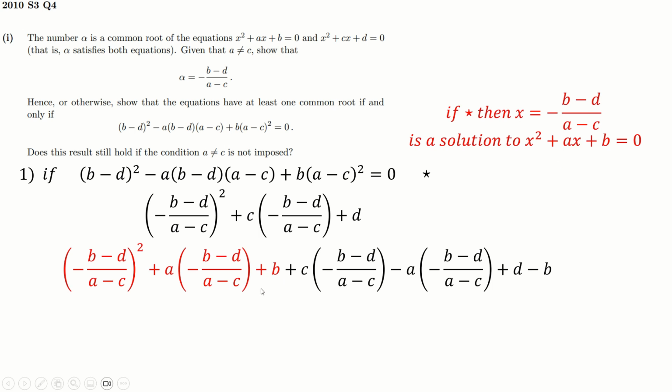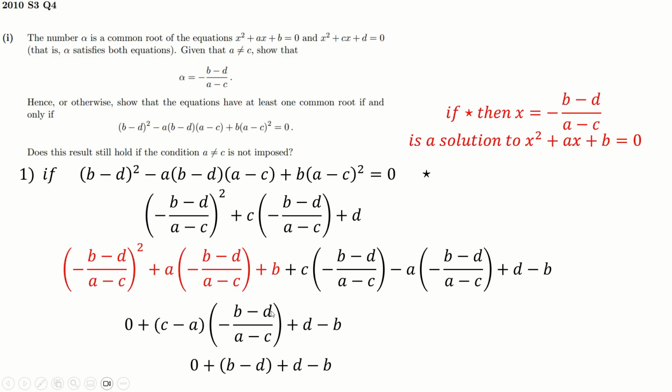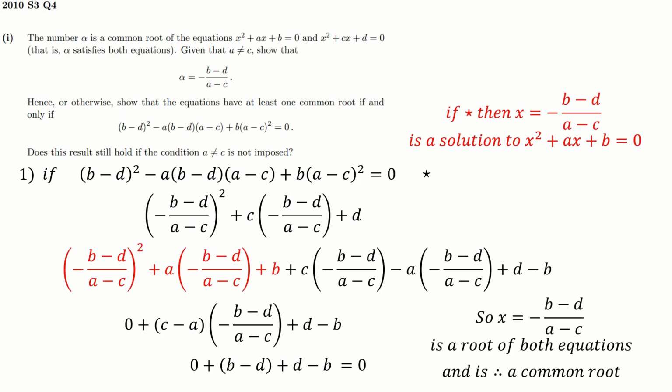So that whole thing is 0, which means that then we have this, we can factorize these two things together because it's just c minus a lots of that same bracket. And then, of course, these two things cancel and also get rid of the negative. And then you just have b minus d plus d minus b, which is 0. And so the whole thing is 0. And so this thing here is also a solution to that. And so therefore, if this is true, then we have this thing here as a solution to that and that, which means they have a common root. So the if is done.